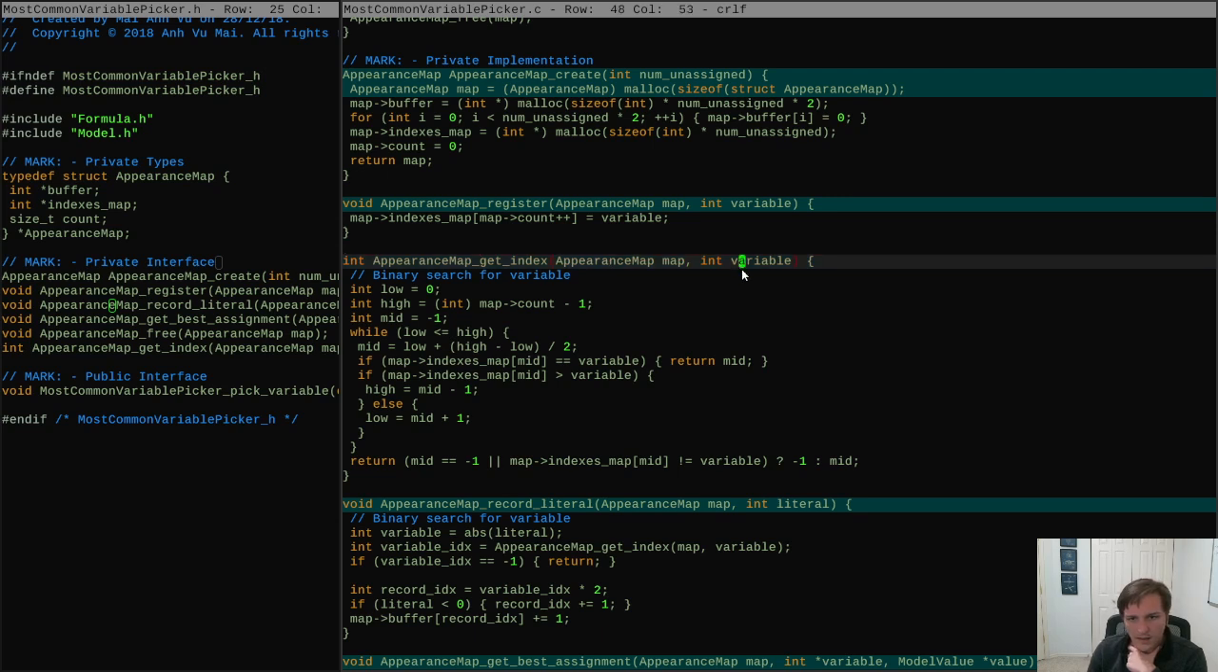We get an index by saying, here's the variable I want, and it scans. Oh, this is a binary search. So presumably the variables must be coming in increasing order so that we can put in a variable and look up its index.